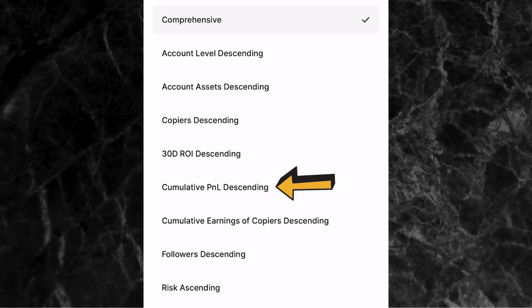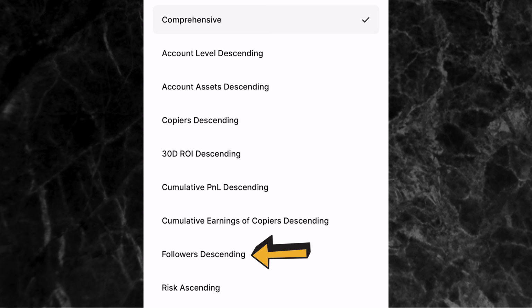I hope you understand. But if you want to see the traders that have made the highest amount of money for their copiers, that's when you pick this next category that says cumulative earnings of copiers descending. That means that if you are picking this category, it will be showing you the traders that have made the most amount of money for the people copying them. So I hope you get the difference now.